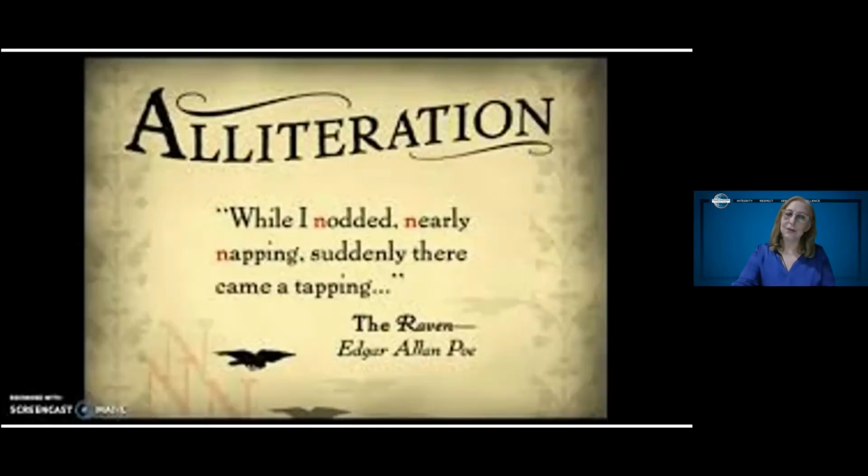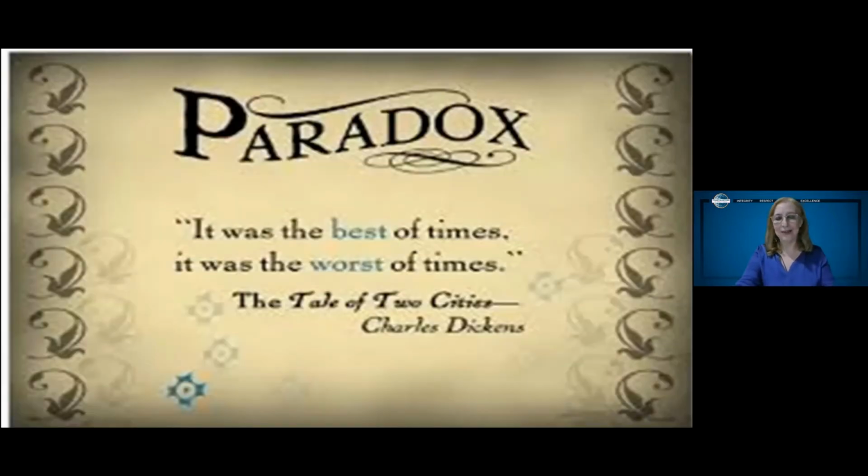Alliteration is something which is repeated, and it's very musical to the ear. While I nodded, nearly napping, suddenly there came a tapping. So you see the alliteration with the end sound and also with the ing endings. It's rhythmical, it's pleasing to the audience. Even if the audience doesn't think, that was alliteration, their mind does register, wow, that was very pleasant sounding. A paradox, probably my favorite. It was the best of times, it was the worst of times. How can it be both?